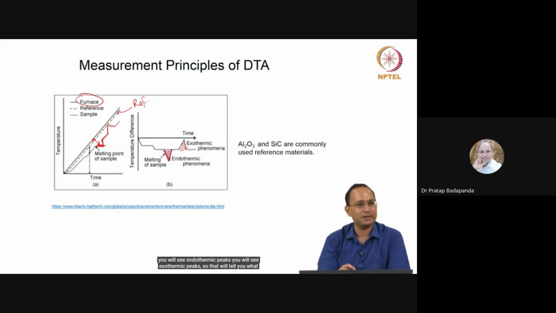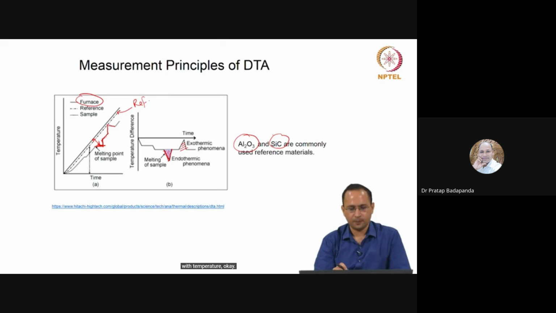You will see endothermic peaks and exothermic peaks, and that will tell you what kind of reaction may take place. It is also important to keep in mind that the reference material used in DTA analysis should not react. Alumina is commonly used as a reference material, to analyze cements, for example. Silicon carbide is another material. But as you know, we have to use a reference material which does not change with temperature.